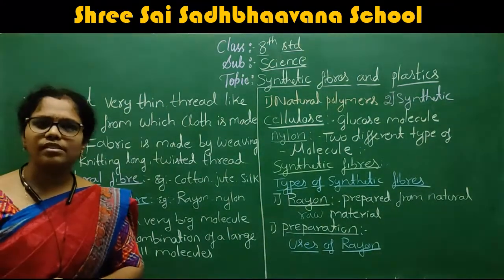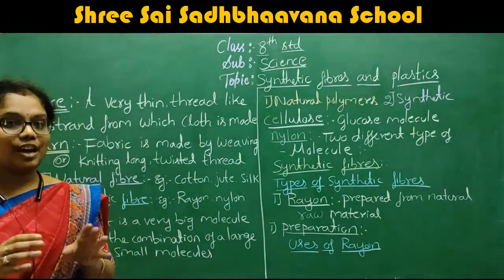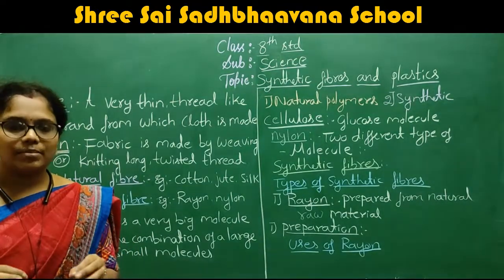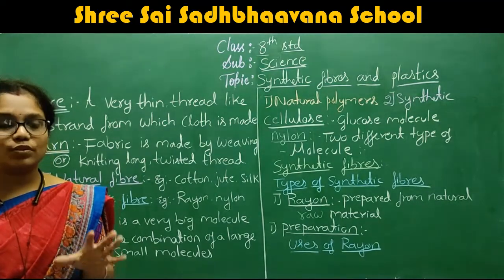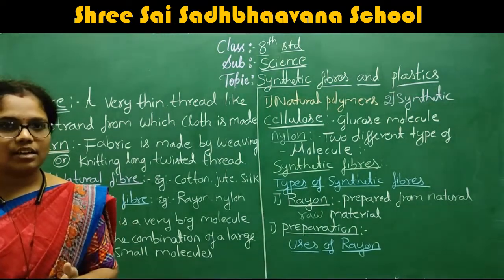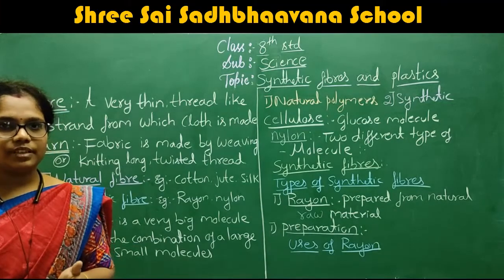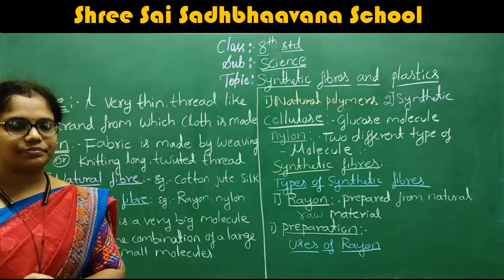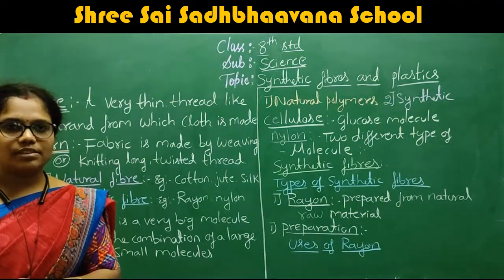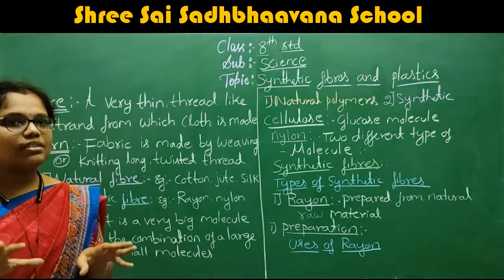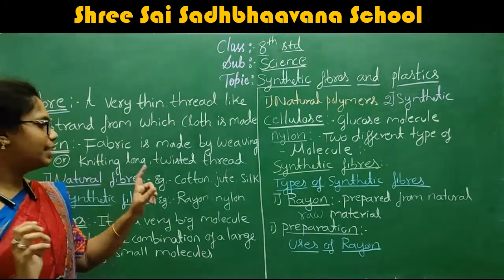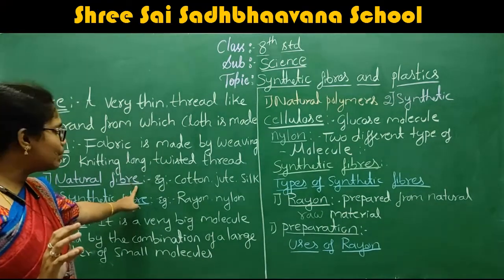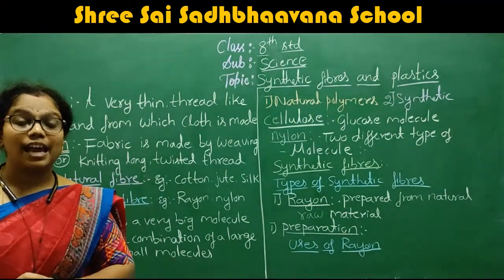What are these natural fibers? The fibers which are obtained from nature. We are not going to do anything to form these fibers. That type of fiber we call a natural fiber. What are natural fibers? The fibers which can be obtained from nature, that type of fibers we call natural fibers.